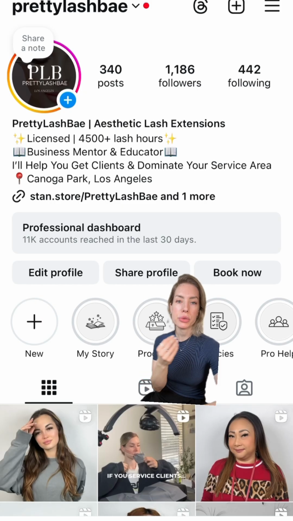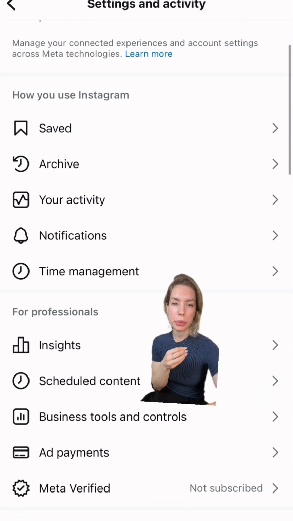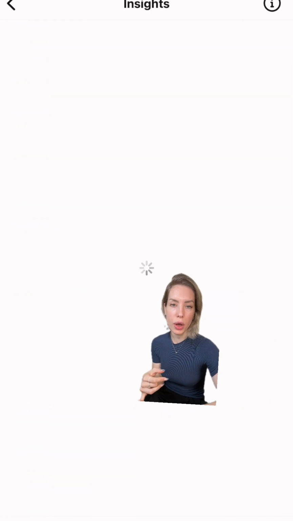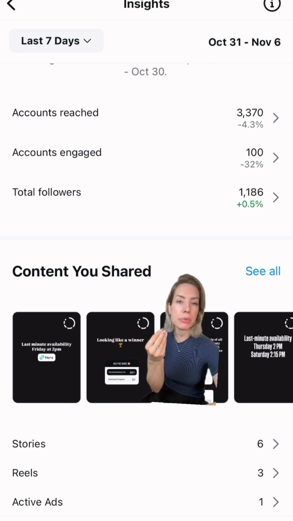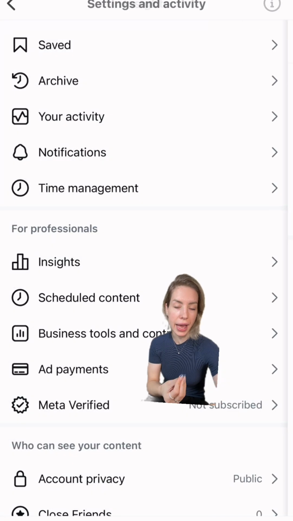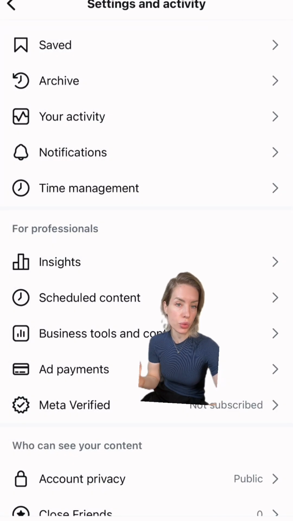So this is how you use insights to understand your content and what pieces of content are performing well, how long people are watching it, and how many people are saving it and sharing it. If there are certain themes of content that everyone is sending or sharing, then you need to do more of that. That's how you learn what to post and what's working for your account.